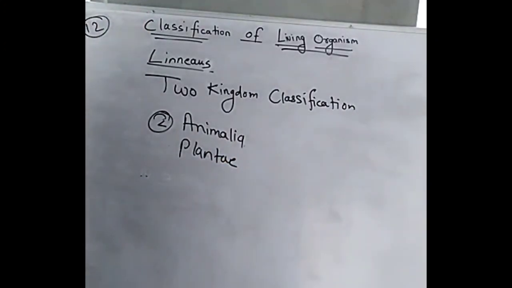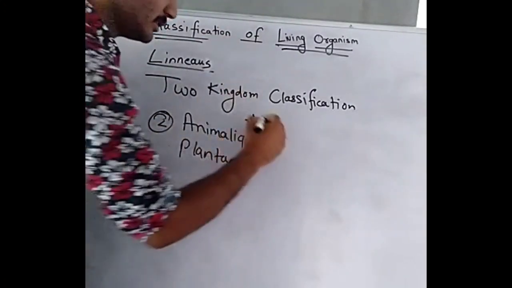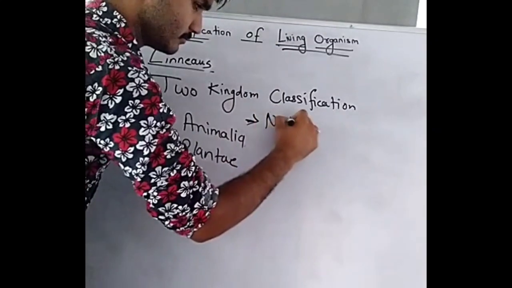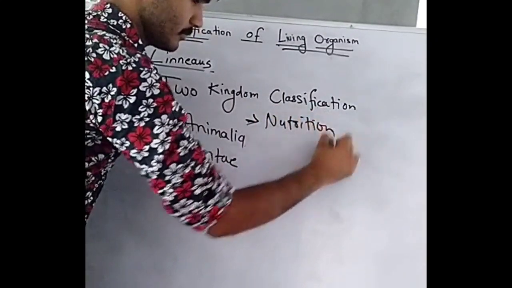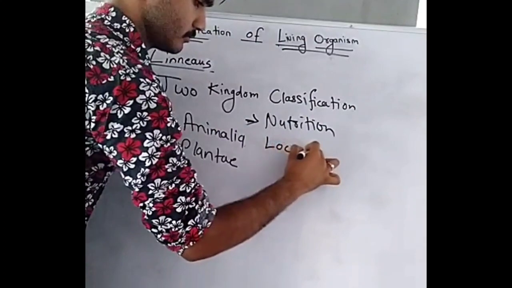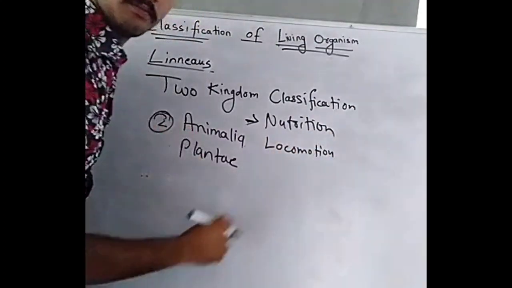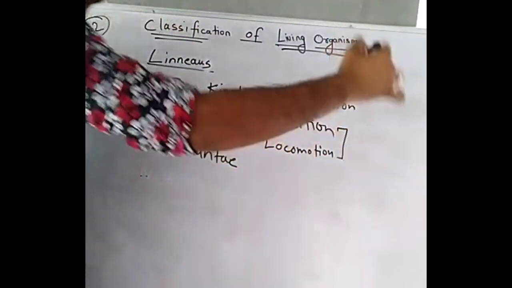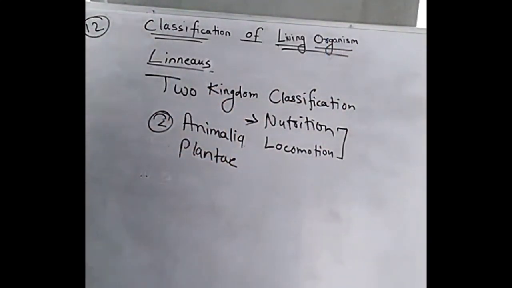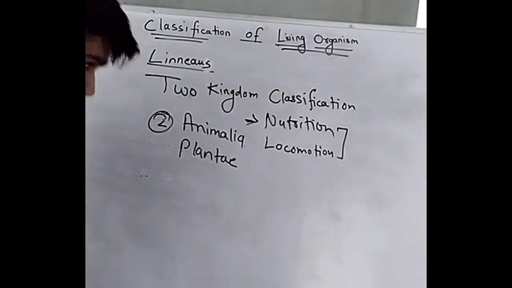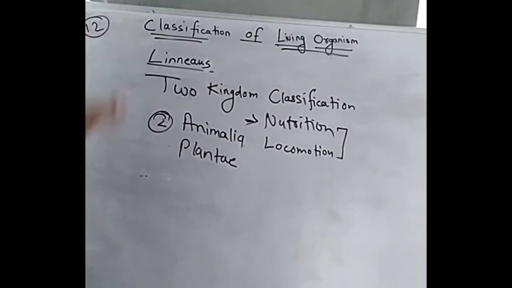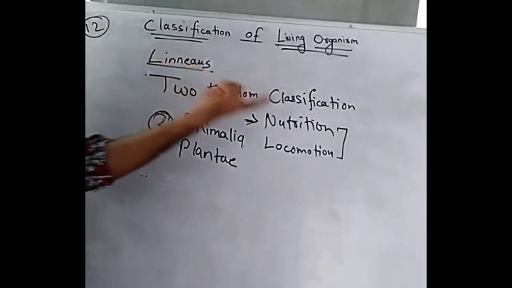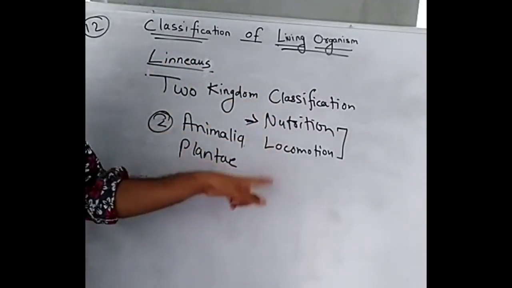In this distribution, what base did Linnaeus take? Nutrition and locomotion. That is the base of this classification. But there are some problems in this classification. First of all, the 2 kingdom classification given by Linnaeus was on the base of nutrition and locomotion.